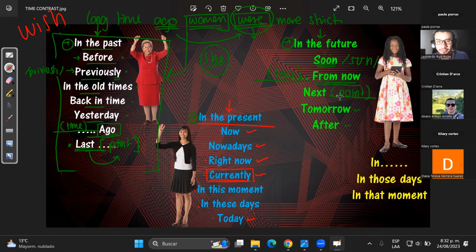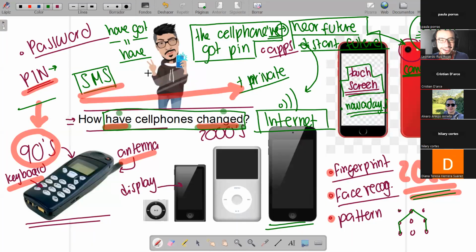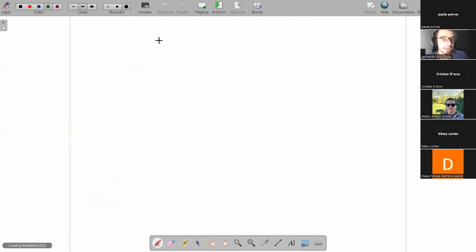Any question? No, teacher. Sí, lo de currently. No entendí, o sea, actually está mal dicho. Actually significa otra cosa que no es actualmente. Significa de hecho o en realidad.